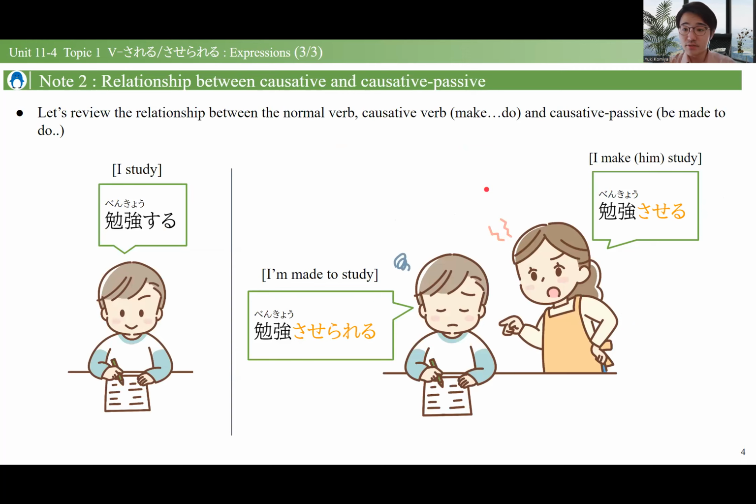Now this diagram is easier to understand. This is the relationship between who does what and who is made to do what. Here's a normal verb. I study, 勉強する. If you look at this diagram, the mom is making her son study. From mom's perspective, I make him study. 勉強させる, that's the causative. What we are doing today, causative passive, is his perspective. I am being made to study. I'm forced to study. 勉強させられる. So this is a relationship. 勉強する, 勉強させる is causative. 勉強させられる is causative passive.